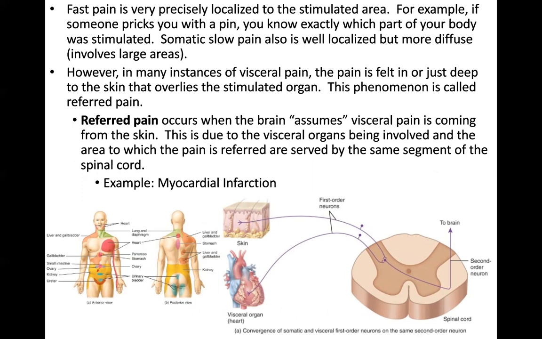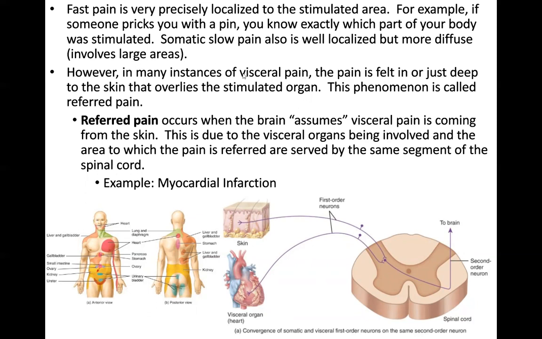I've already explained the first bullet: fast pain is very precisely localized to the stimulated area. For example, if someone pricks you with a pin, you know exactly which part of your body was stimulated. Somatic slow pain is also well localized, but more diffuse, and it involves larger areas. So you feel it not just in that very specific area, but more spread out.